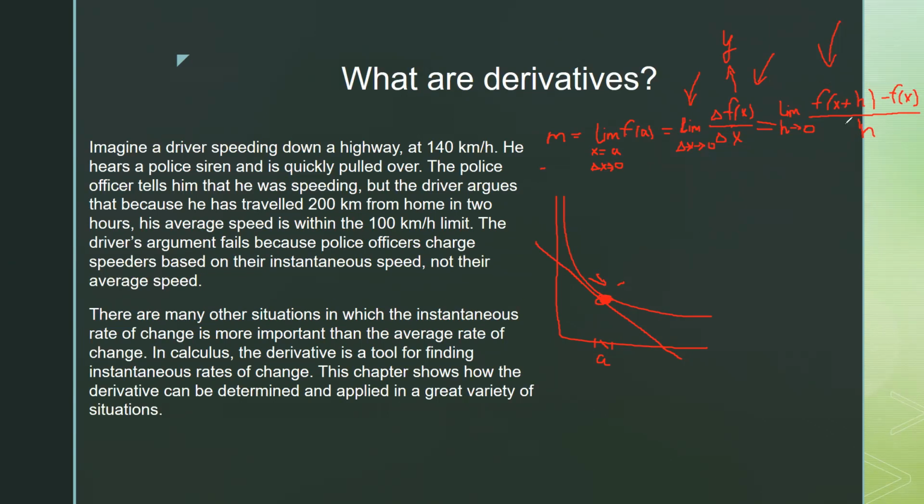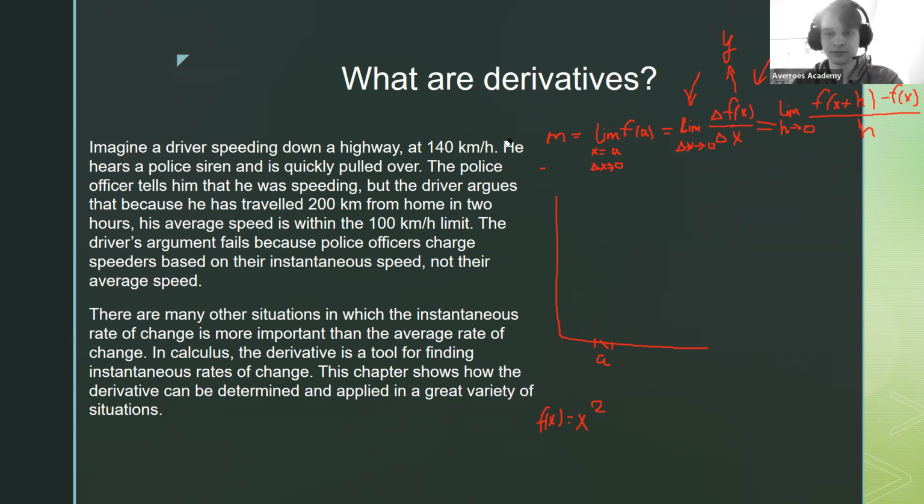Now this is our final definition of the slope of a tangent line at a point that we reached with you, right, guys? Yeah. And now let's say that this function that we are looking at is going to be x squared. f of x equals x squared. I'm going to change the graph.